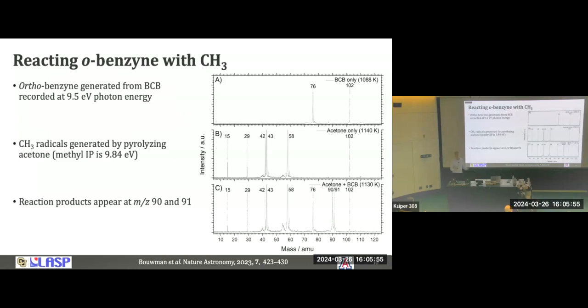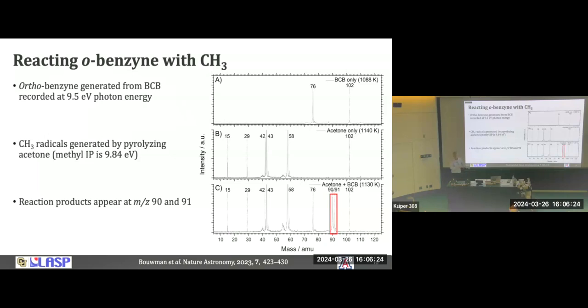Those mass to charge 90 and 91 species are exactly the products that you find when you directly add methyl to orthobenzene, forming methyl orthobenzene, mass 91. And then upon elimination of a hydrogen atom, you form mass to charge 90. So we know that these are the products that you form from this reaction between a biradical and your methyl radical. So we want to zoom in on this and make use of the power of that synchrotron, right?